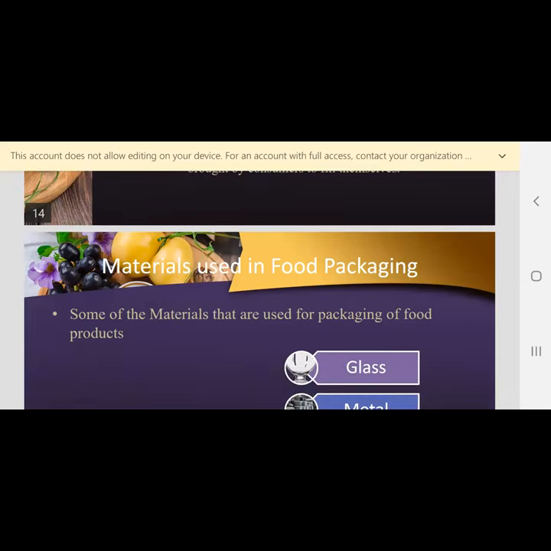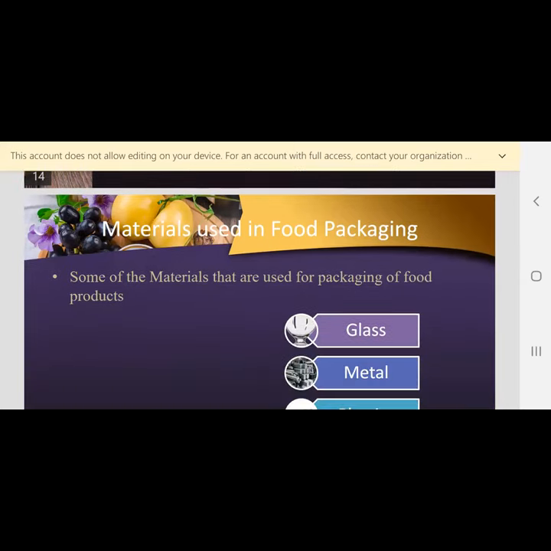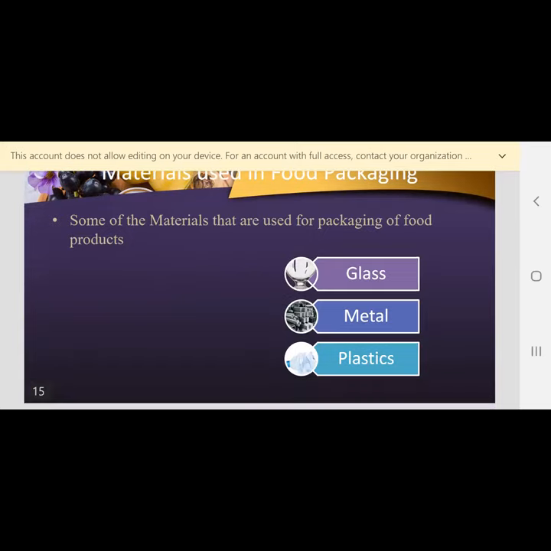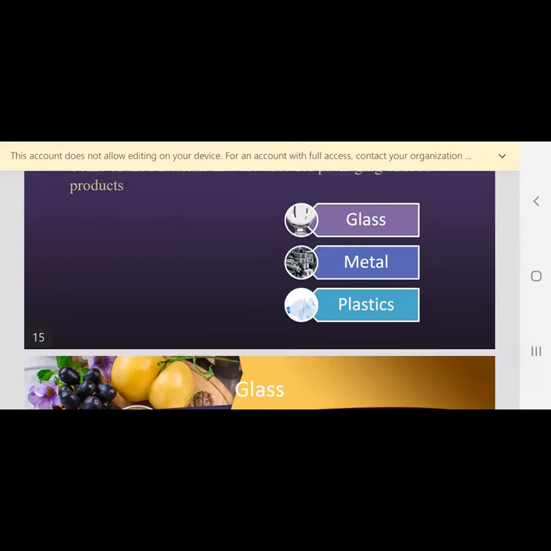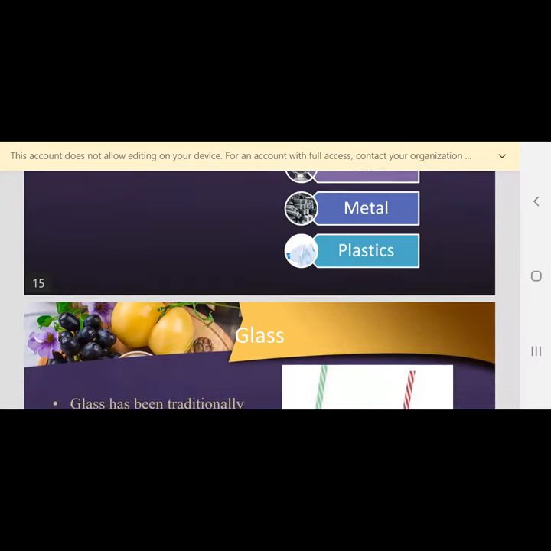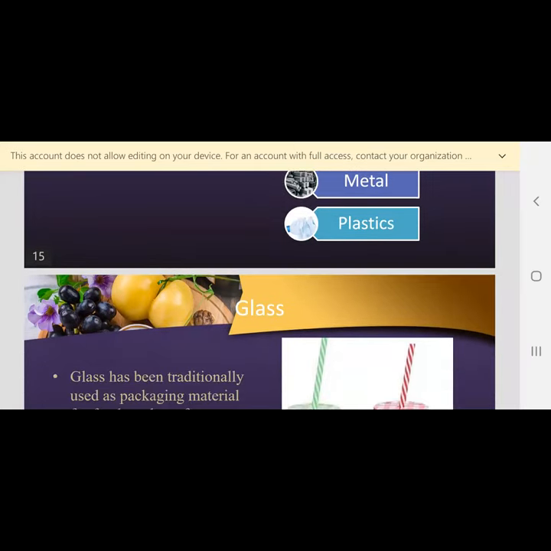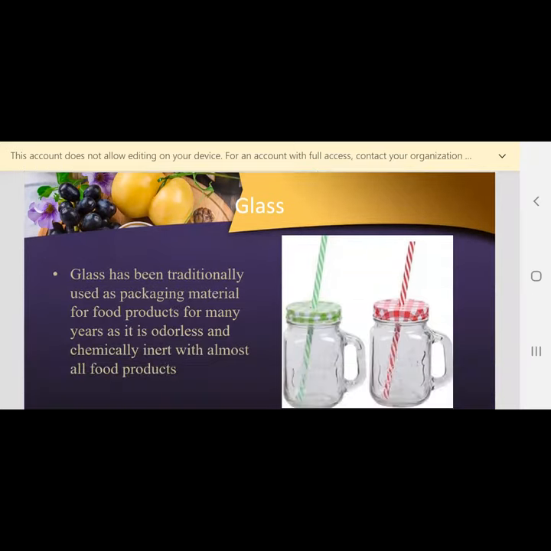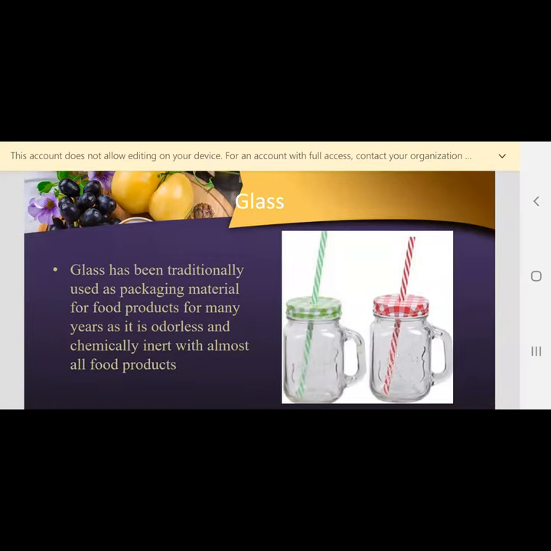Okay, next we come to the materials used in food packaging. What are the materials basically used? These are glass, metal, and plastics. Okay, and this is a major part. We have paper also. We will discuss it. First of all, we are focusing on the traditional glass. So glass is a traditional food packaging material.